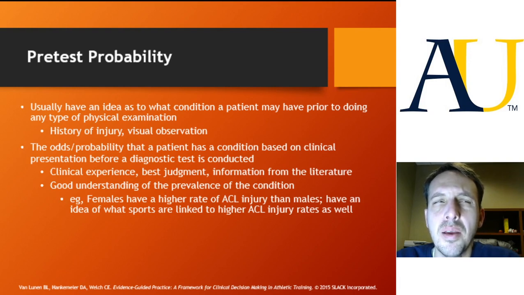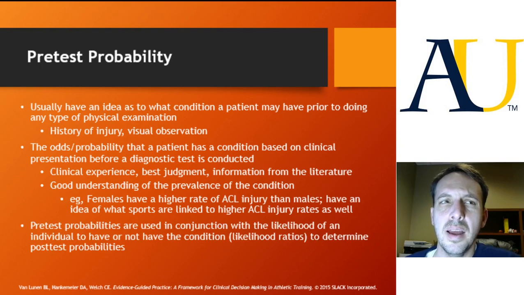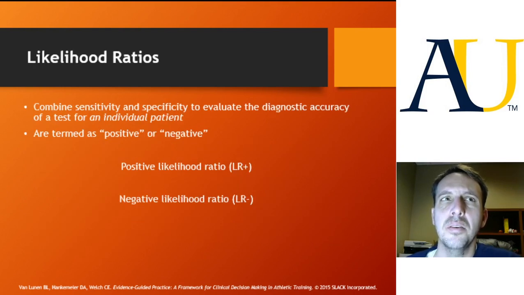When we go through all of these, we start with that pretest probability, which is our normal evaluation process: history, inspection, palpation, all that sort of stuff. We can create, from the prevalence and that, a pretest probability, which would basically be, at the end of this, I'm 50% convinced that this individual has an ACL tear. We can get that information from different components, and we'll use that in conjunction with the positive likelihood ratios.